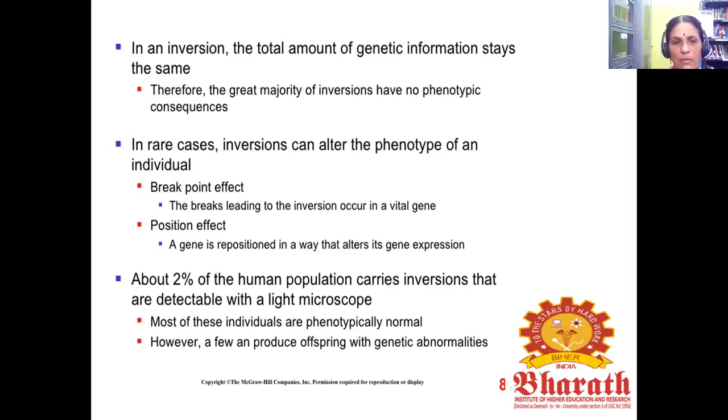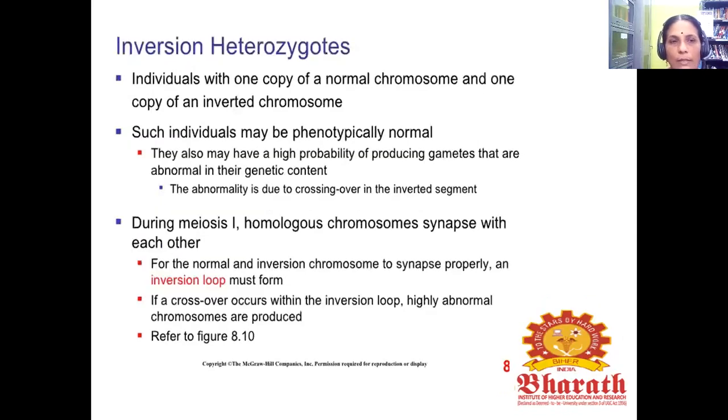About 2% of the human population carries inversions that are detectable with the light microscope. Most of these individuals are phenotypically normal. However, a few produce offspring with genetic abnormalities. Let's talk about inversion heterozygotes: individuals with one copy of a normal chromosome and one copy of an inverted chromosome. Such individuals may be phenotypically normal, but they may also have a high probability of producing gametes that are abnormal in their genetic content.